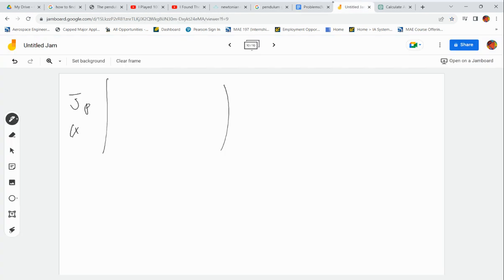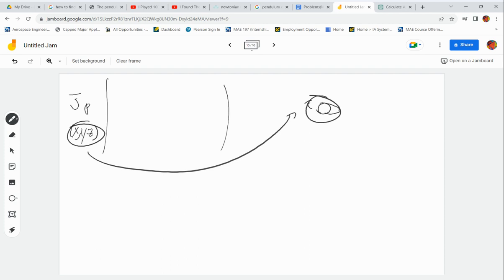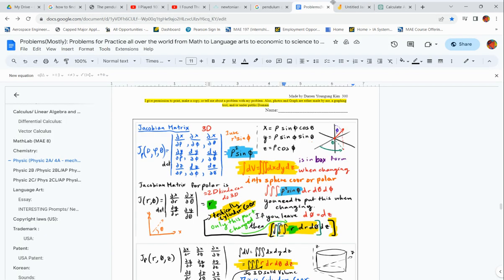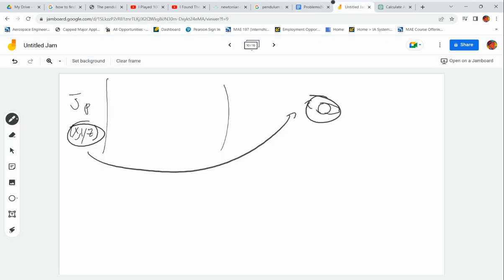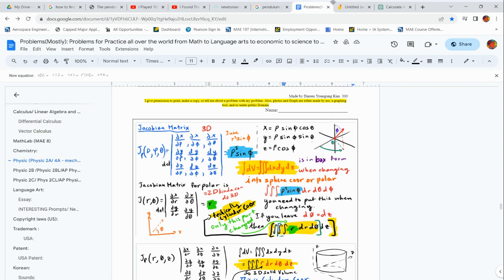So if we have x, y, and z as our original three coordinates, we can transform that into spherical or polar coordinates, making things much easier. So with x and y, we want to get this into this format. I think it's actually the opposite way around.